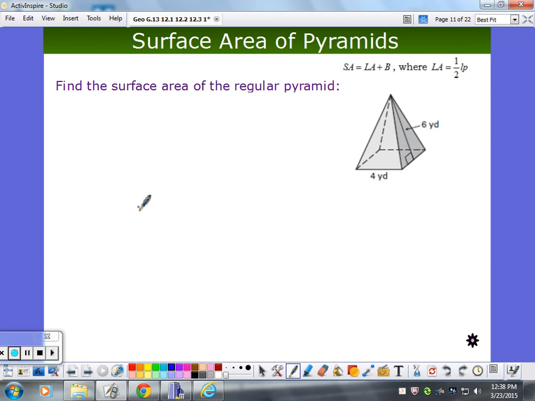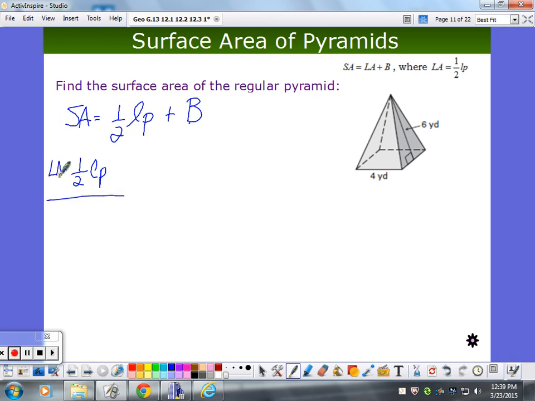So, let's see how we do this. This one is example C on the bottom. Write this out. SA is 1/2 lateral height or slant height times perimeter of the base plus uppercase B, the area of the base. Write that out first. Let's work on 1/2 LP, let's work on that part first.